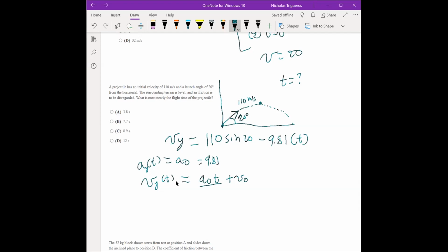Set the derivative of the position, which is the velocity, equal to 0. That's how you find a maximum, is it not? Yeah.